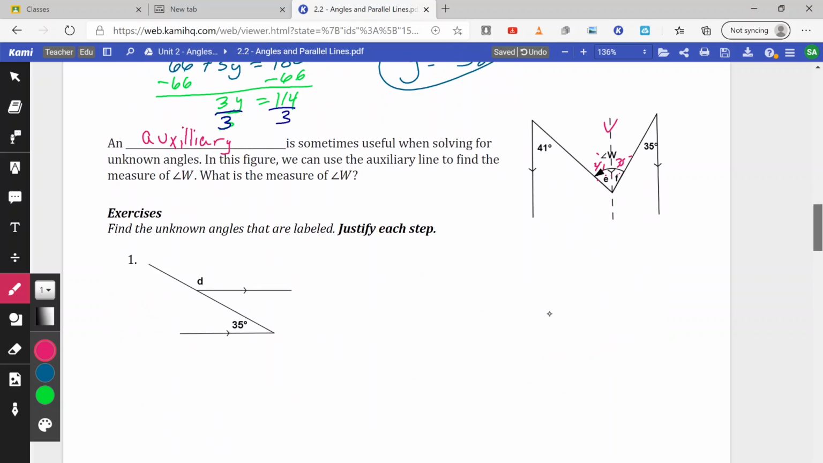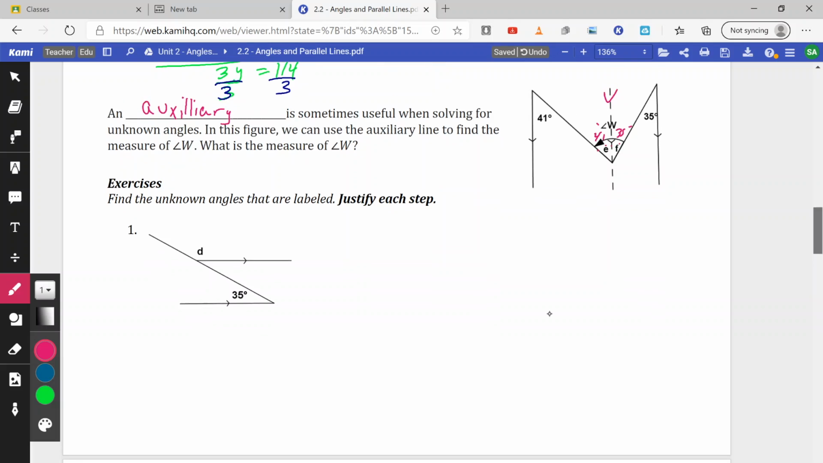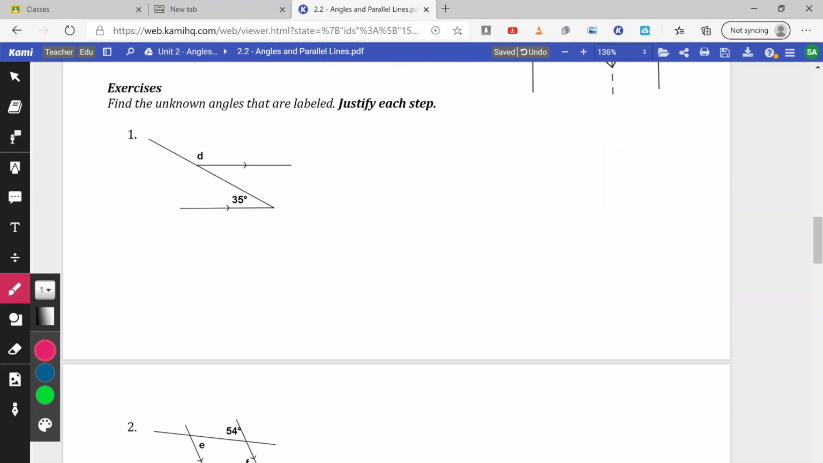So how does it look in practice? Find the unknown. Here we have to find angle D. We are told we have parallel lines. Here's the transversal. We can actually just extend this parallel line out using a dotted line, and we can extend it out this way. And we have two parallel lines cut by this transversal.